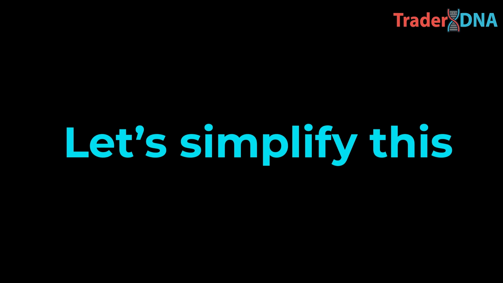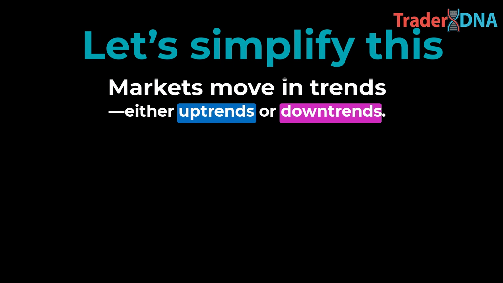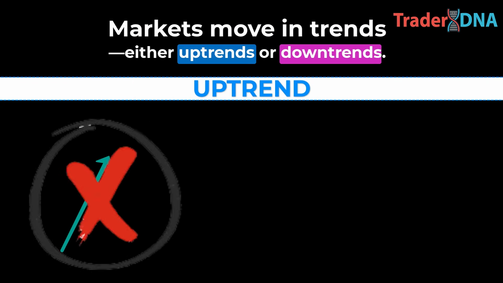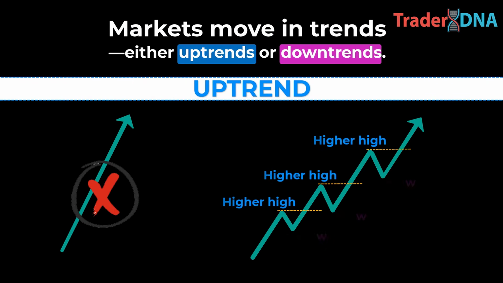Let's simplify this. Markets move in trends, either uptrends or downtrends. In an uptrend, the price doesn't go straight up. It moves in a structured way, creating what's called higher highs and higher lows. Higher highs means each high point is higher than the last one, and higher lows means each low point is also higher than the last.